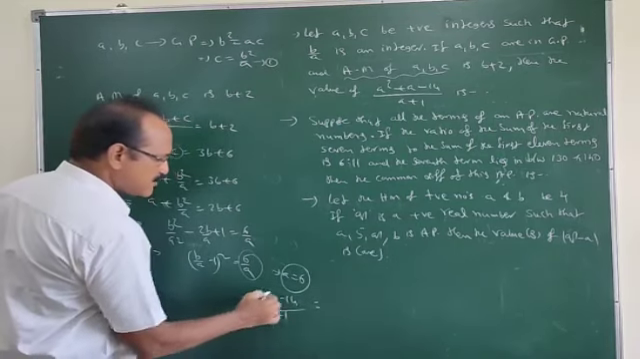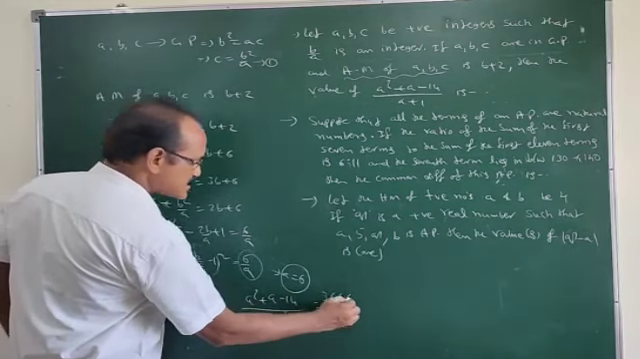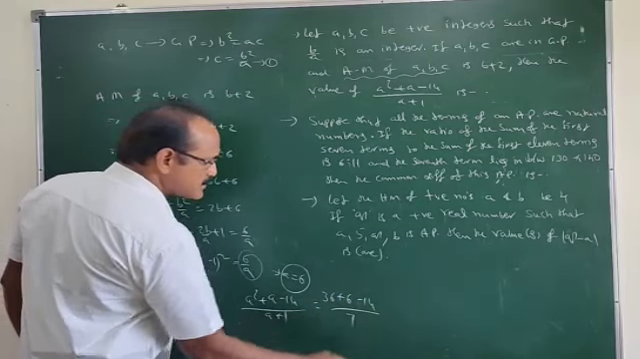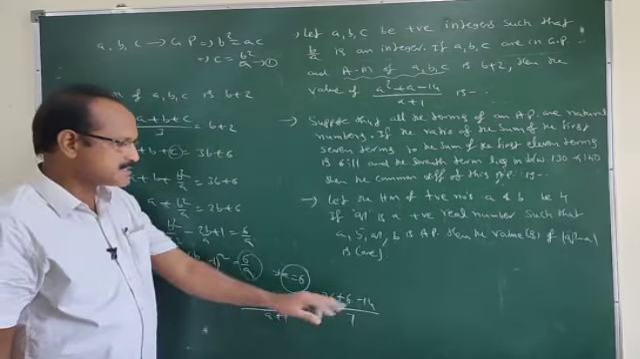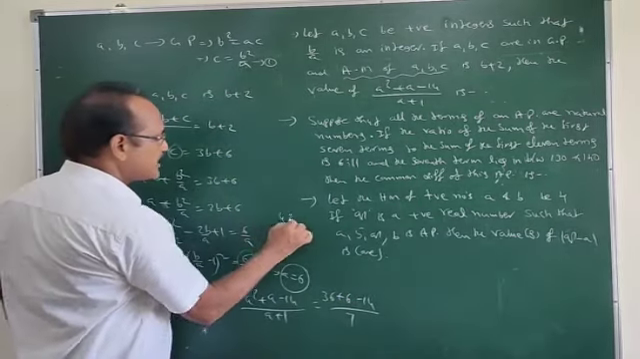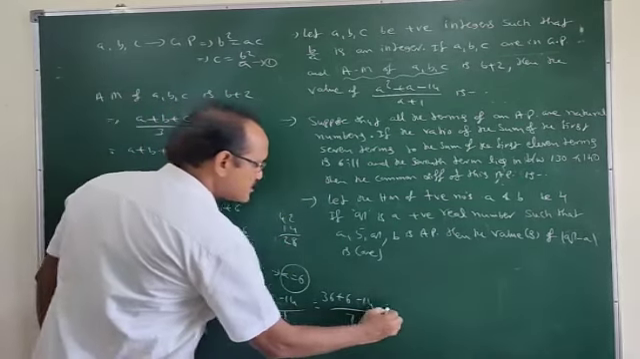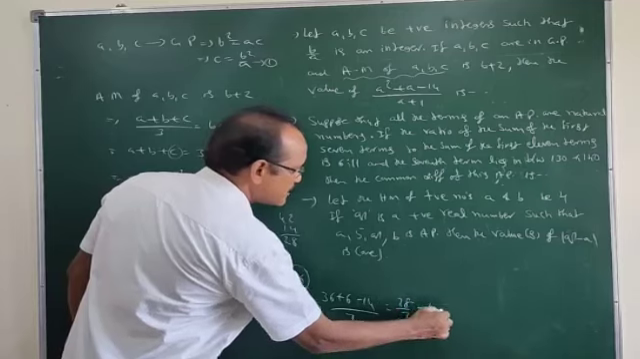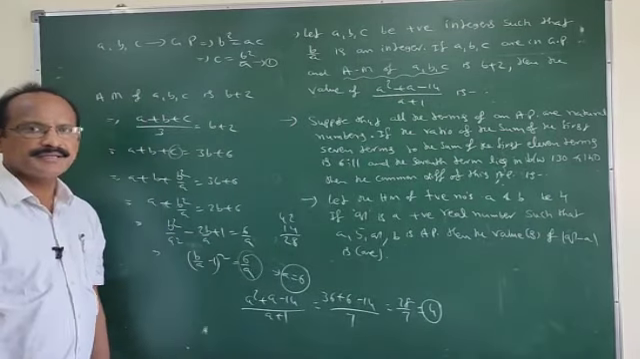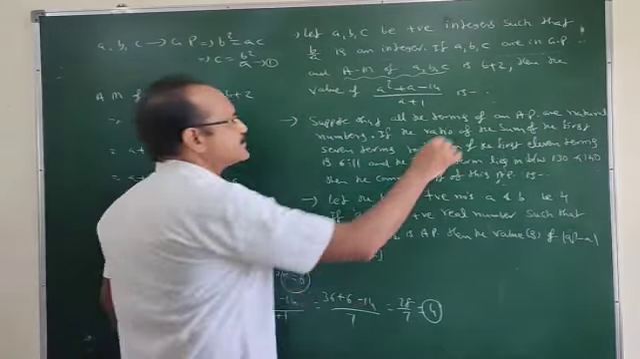Here the A value is given as 6, that is (36 plus 6 minus 14) by (6 plus 1), that is 7. 36 plus 6 is 42, 42 minus 14 is 28, and 28 by 7 is 4. Right? The answer is 4.